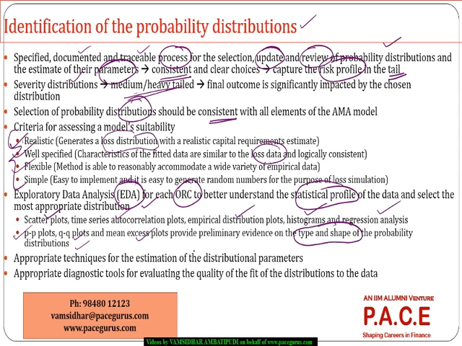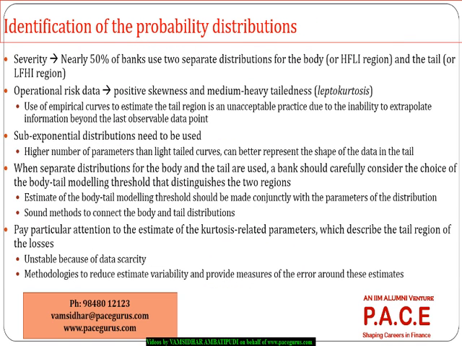And based on that, the appropriate techniques can be used for estimation of the distributional parameters. And the appropriate diagnostic tools can be used for evaluating the quality of fitment. I can use a chi-square test or some such mechanism for assessing the quality of fit of the distribution to the data. Now, just getting a little bit into the specifics. Severity.